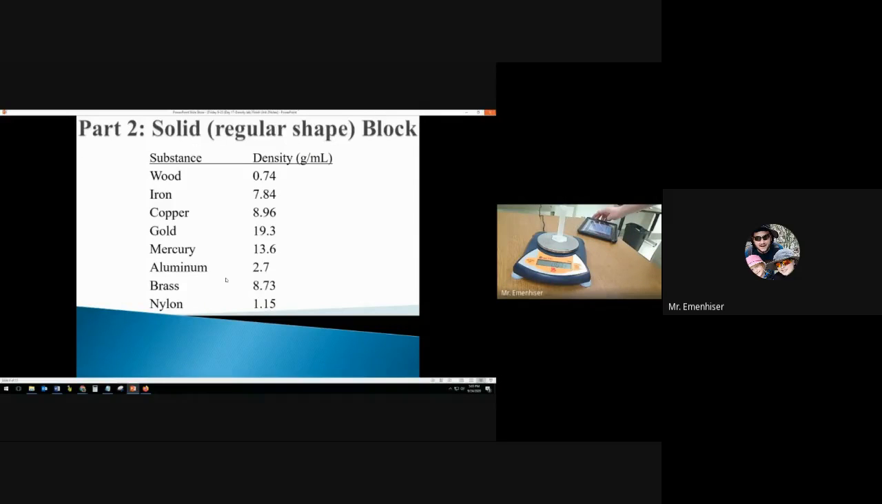Okay, these are the instructions here. For part 1, we're going to place a 10 milliliter graduated cylinder on the digital scale. So I take it off, I clean it off, I make sure it's good, and then I click the 0 button. Now it's zeroed and calibrated, ready to go. You have to do that so that you can get an accurate mass.